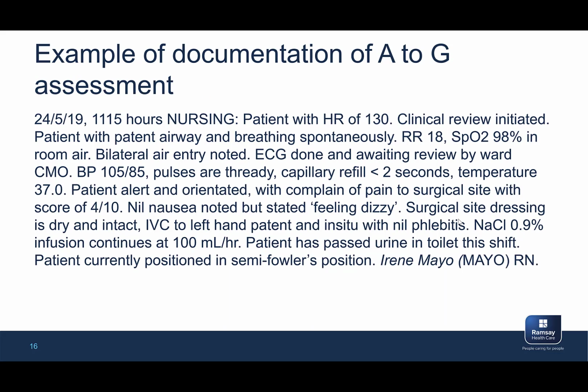So here's an example of documentation of an A to G assessment. This is just an example of what I've written here. You've got the date and time, you've got nursing there, and the patient presented with a heart rate of 130. You've initiated a clinical review. Patient with patent airway and breathing spontaneously, respirate 18, SATs 98% in room air, bilateral air entry noted, ECG done and awaiting review by ward CMO, BP 105 on 85, pulses are thready, cap refill less than 2 seconds, temperature 37.0. Patient alert and orientated with complaint of pain to surgical site with score of 4 out of 10.